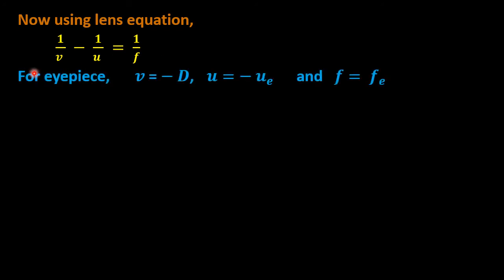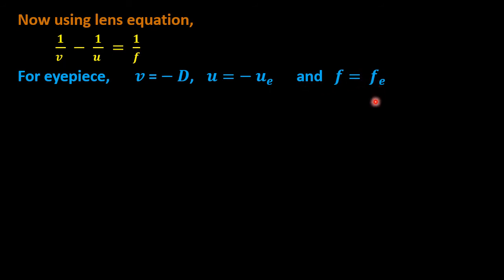Now using the lens equation, 1/v minus 1/u equals 1/f, we have to modify this equation for an eyepiece. For an eyepiece, the image distance v will be replaced by D, and using the sign convention, v will be minus D. Similarly, the object distance u will be replaced by minus ue, and the focal length f will be replaced by fe.